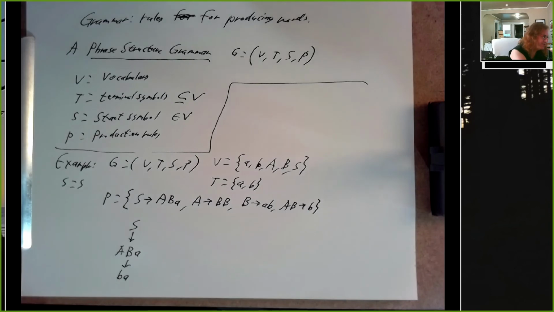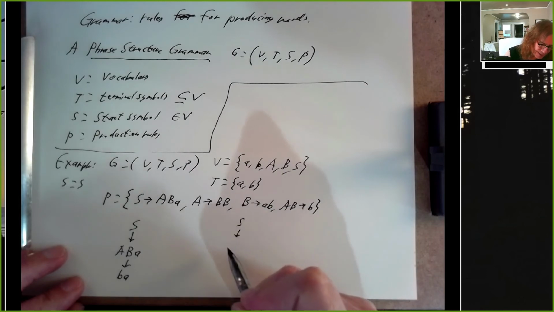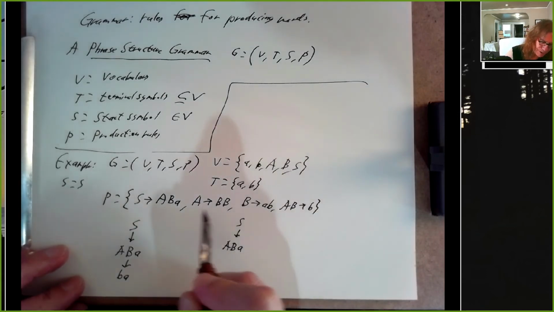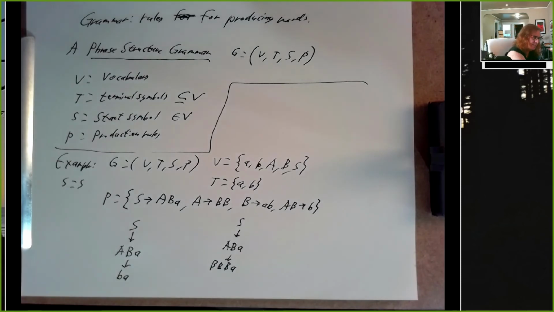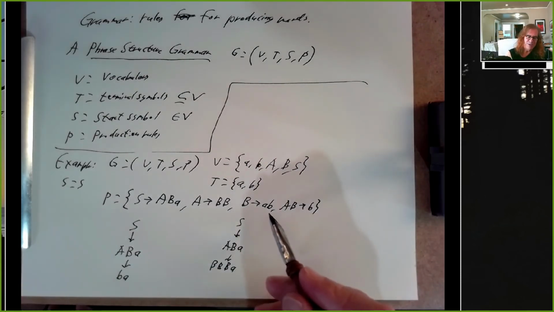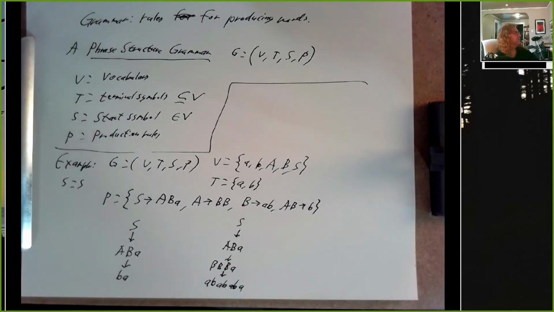On the other hand, I could have said, let me just do a separate picture over here. S goes to A, B, A. Well, A could have gone to two B's, so this could go to B, B, B, A. And my uppercase B could go to a little a, B. So this could go to A, B, A, B, A, B, A. So that's another word over my language. And it turns out those are the only two options I have.